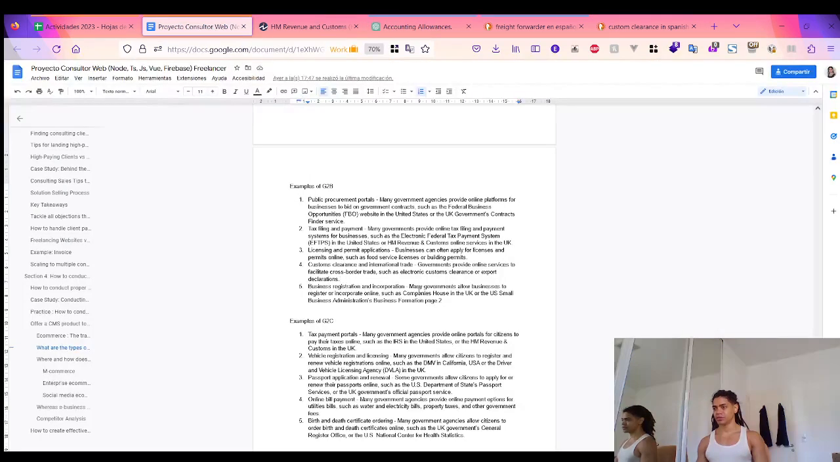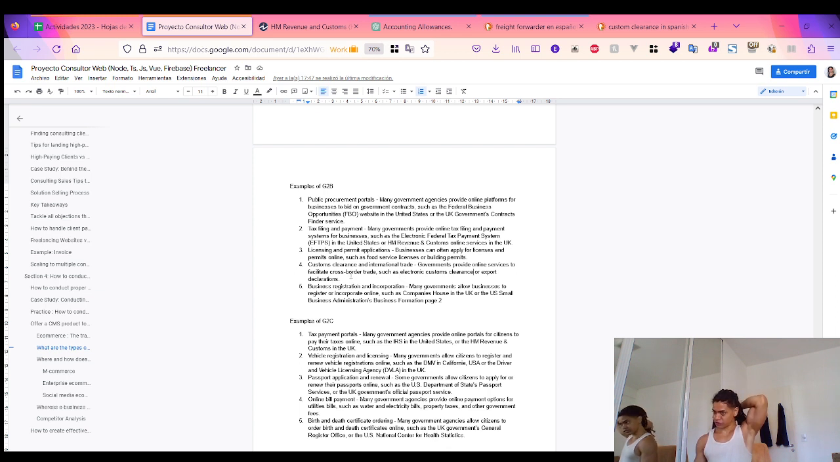Very, very interesting. And in international trade, governments provide online services to facilitate cross-border trade, such as electronic customs clearance or export declarations.